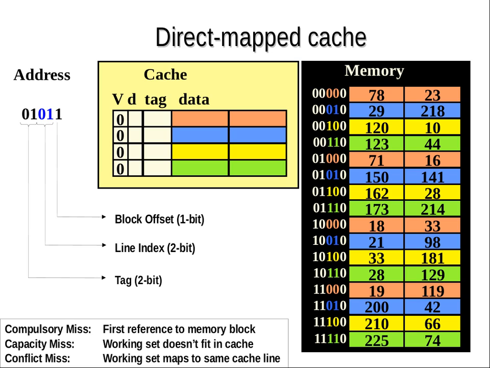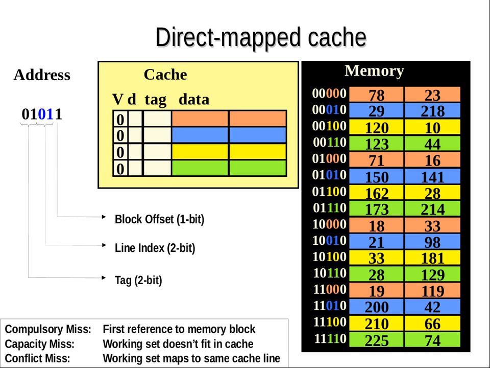That'll take advantage of spatial locality, where when you reference one memory address, you're probably going to reference the stuff around it. So if you want to lower your compulsory miss rate, you increase your block size. What's the capacity miss? The working set doesn't fit in your cache.